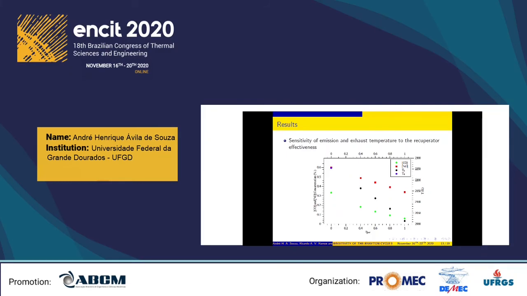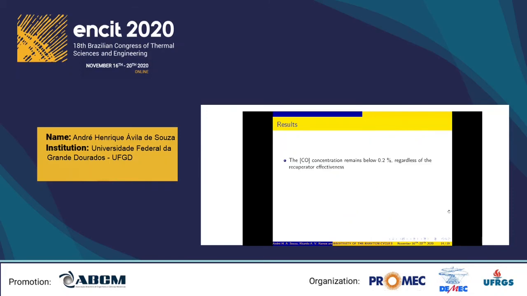Due to the concern regarding environmental issues, another point that shall be mentioned is the pollutant emissions. Figure 5 shows us the concentration of CO and NO gases when they are discharged to the atmosphere at state 6. The CO concentration remains below 0.2% regardless of the effectiveness of the recuperator. The NO concentration is almost 0.5% for the lowest effectiveness, and it is reduced by 30% for the ideal case.